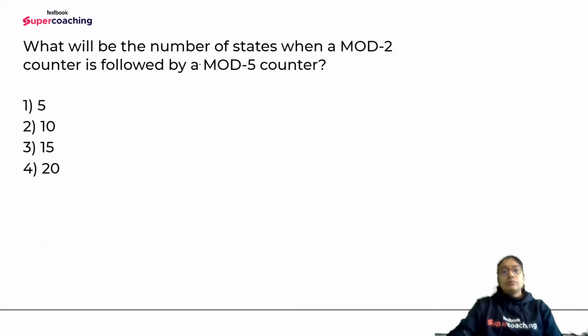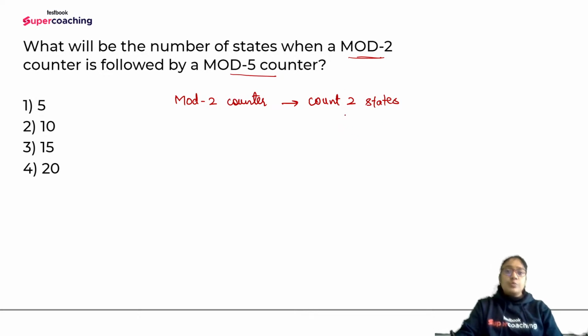Next, what will be the number of states when a mod 2 counter is followed by a mod 5 counter? Mod 2 counter means... We will find this type of question in theory of computation also. We will be designing the automata for this. Mod 2 counter means it can count 2 states. That is, if you divide any number by 2, the remainder will be 0 or 1. Again, it will go to the loop 0 and 1.